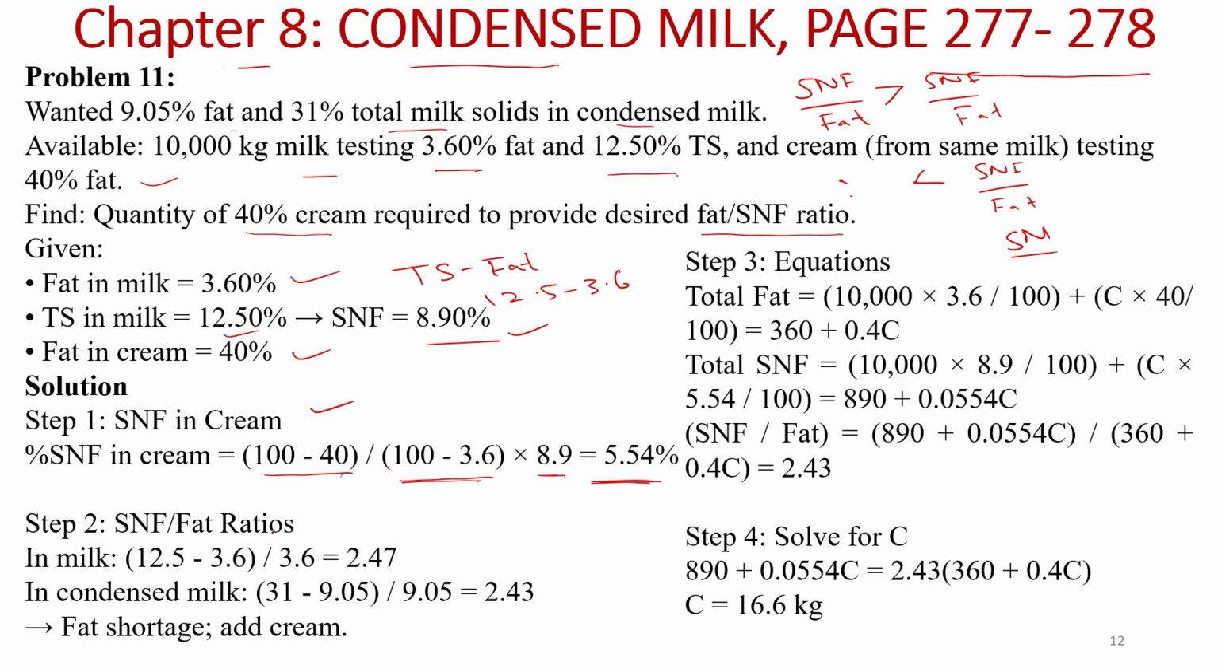Now if you calculate the SNF to fat ratio in milk, it is (12.5 minus 3.6) divided by the fat, which is 3.6, equal to 2.47. In condensed milk, the SNF to fat ratio is coming as: the TS is 31, minus 9.05, which is the fat, so SNF is 31 minus 9.05, divided by the fat, that is 9.05, equal to 2.43.